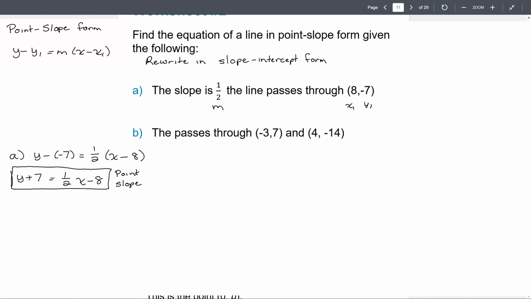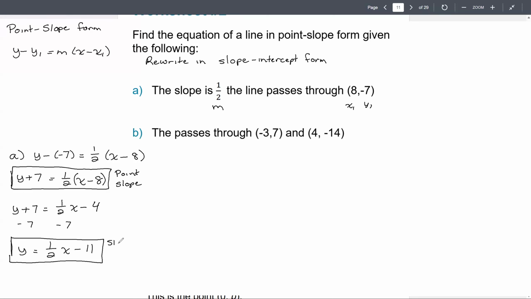So that means solve for y. So we're going to have y plus 7 is equal to, so I've dropped my parentheses here, 1/2 of x and 1/2 of x times 8. That's going to leave us with -4. So we subtract 7 from both sides. We get y is equal to 1/2 of x minus 11. Now we got slope-intercept.